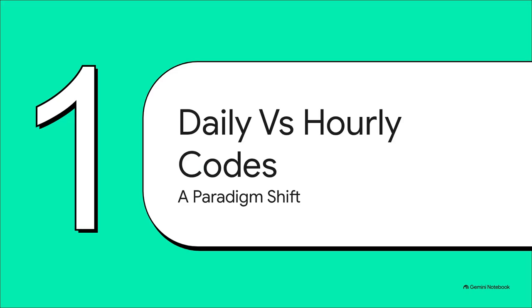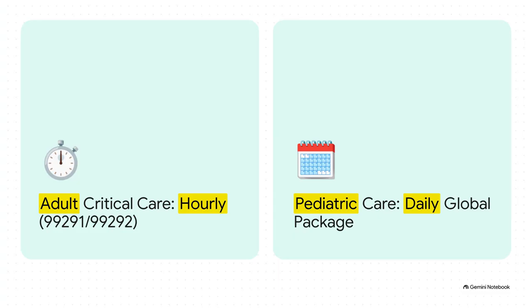Okay, Section 1, Global Daily versus Hourly Codes. This is a massive paradigm shift. To get this right, you literally have to rewire your brain when you transition from the adult ICU to the pediatric side. Think of adult critical care like a taximeter, right? It bills hourly. You use CPT 99291 for the first 30 to 74 minutes, and then that add-on code 99292 for the extra time.